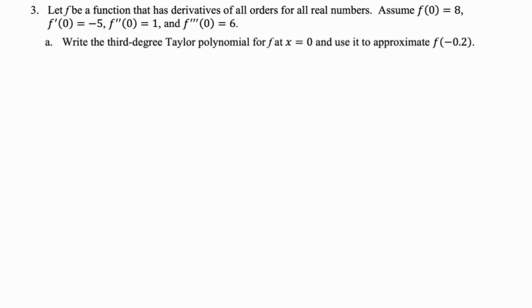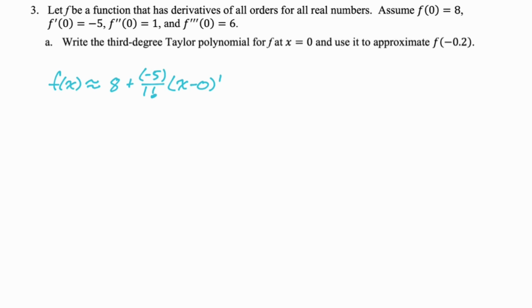All right, so you got to walk in knowing this, right? It's the nth derivative divided by n factorial times x minus a to the n. That's going to be each term of this thing. So f of x is approximately the 0th derivative over 0 factorial x minus 0 to the 0, which is just 8. Then we're going to have the first derivative over 1 factorial x minus 0 to the first, so -5 over 1 factorial, and then x minus 0 to the first.